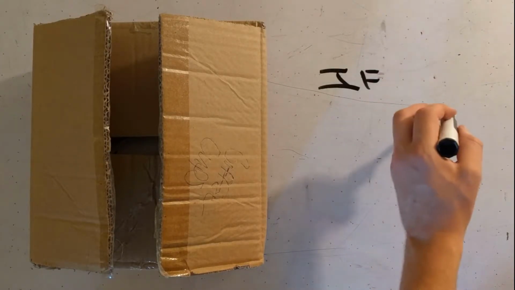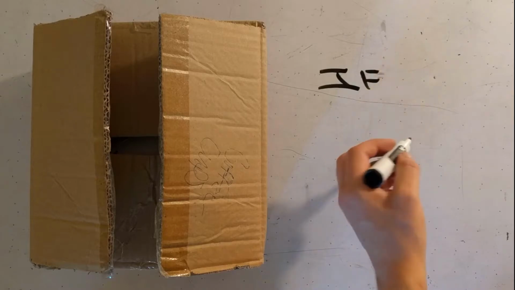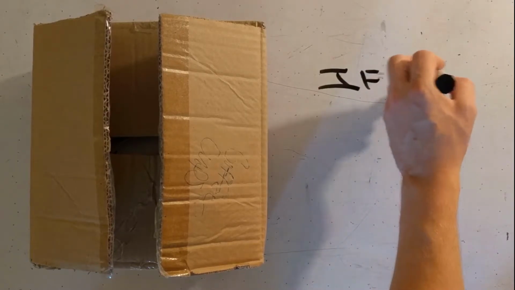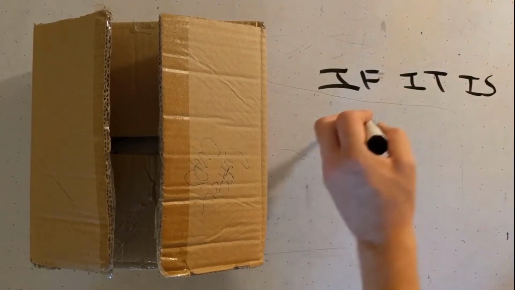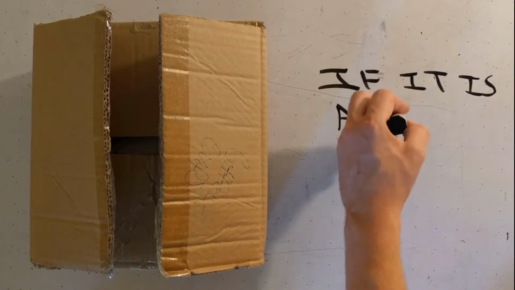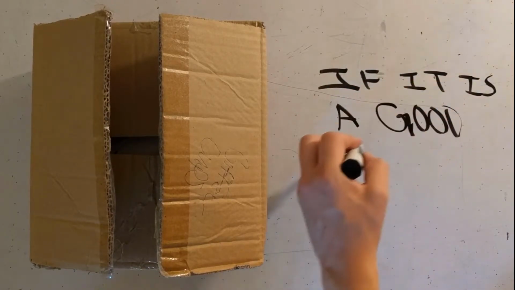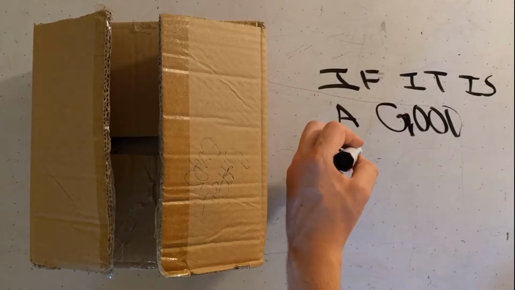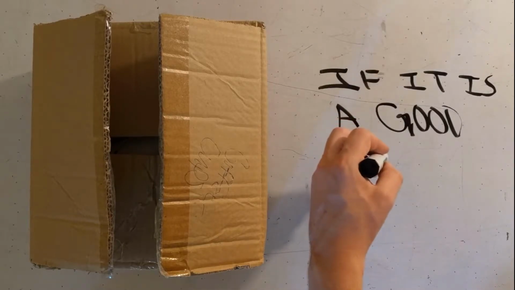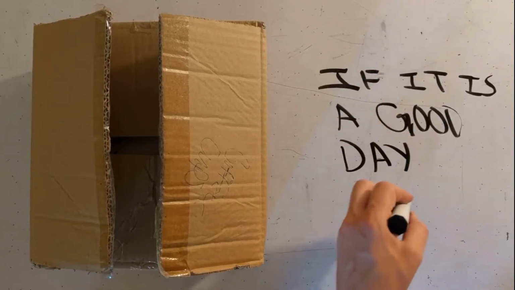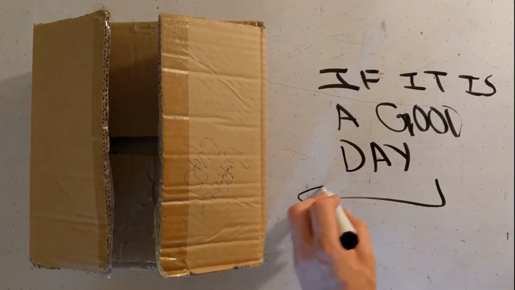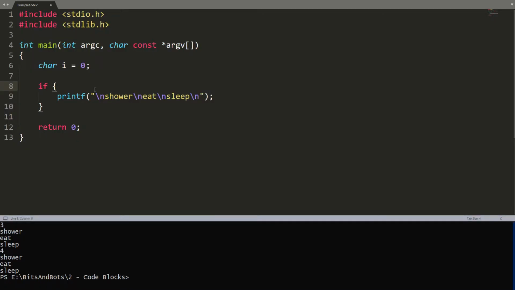So now we've tackled repeating our code block a couple times. What happens if we only want our code block to happen if something else happens? Like if it's a good day, we're gonna shower, eat, and sleep. If not, maybe not so much. And as it turns out, C has a way to do that as well, and it's called an if statement. And as it turns out, it's not really that hard.